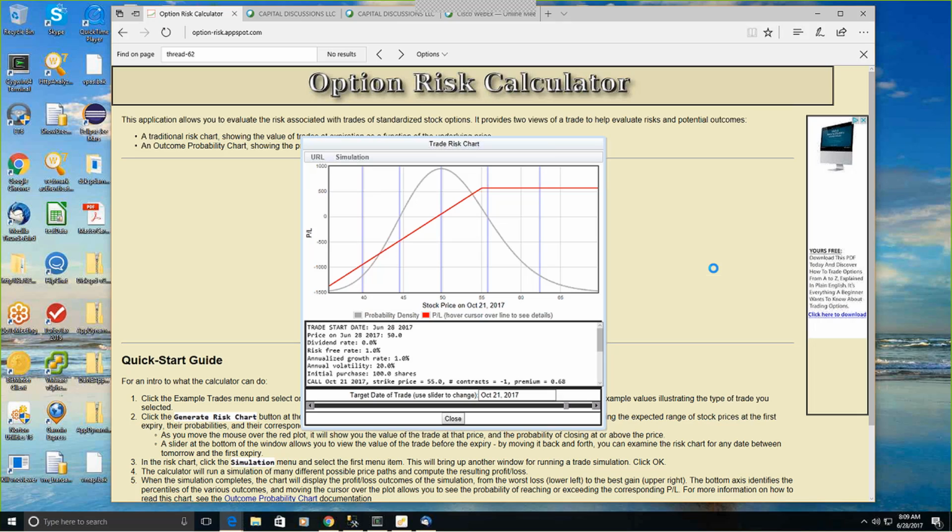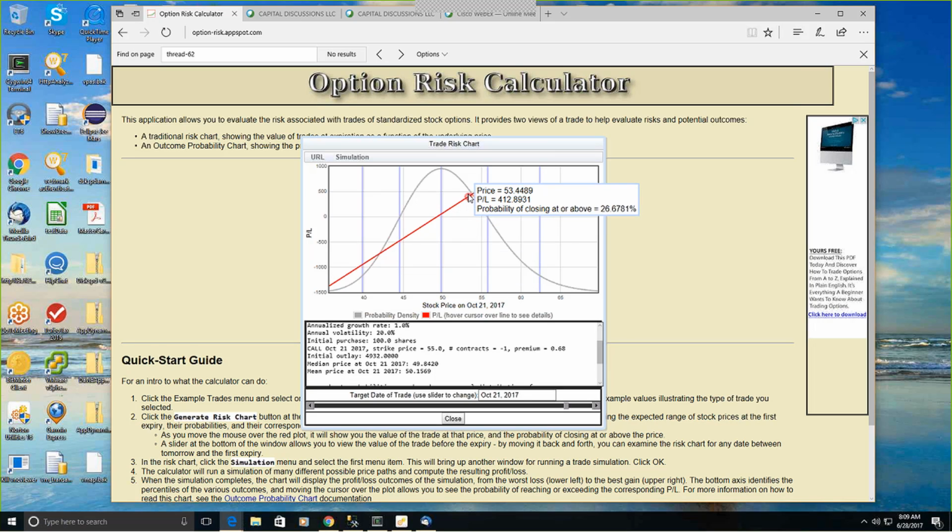So here's a very familiar looking covered call. And it considers the purchase of that 100 shares of stock part of the initial outlay, and it incorporates that into the profit loss calculation that it's showing you. And as you can see, when I place the cursor on the risk chart, you can see at any particular position what the profit or loss is. You can see what the underlying closing stock price is to get to that, and you can see what the probability is of landing on or above that spot.